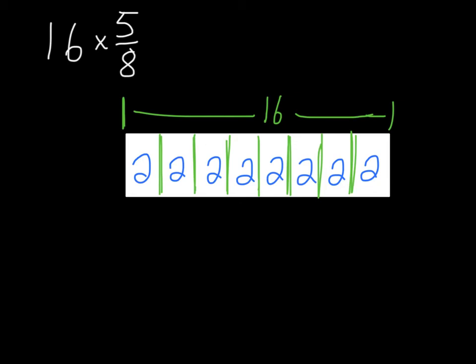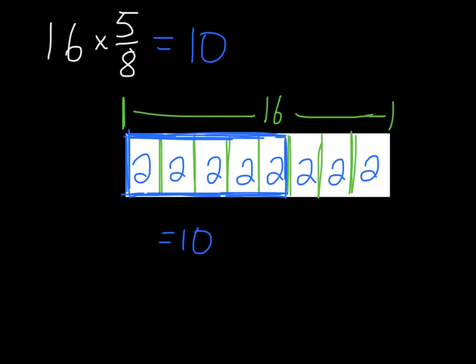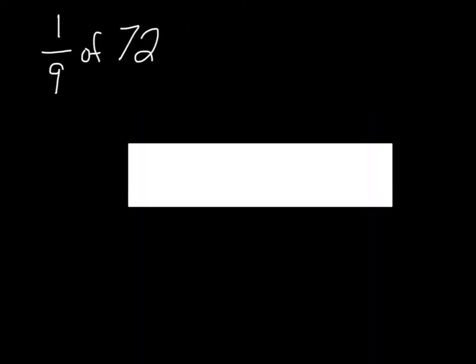And then I look at, what is the problem asking me to find? Well, it wants 5 of those 8 pieces. So I group off 5 of the pieces together and look at what that contains. Well, in this case, there's 5 2s in there. So 2 plus 2 plus 2 plus 2 plus 2 is equal to 10. 5/8 times 16 is equal to 10. So now it's your turn. Let's find 1/9 of 72, which means we want to do 1/9 times 72. So go ahead and pause the video. I want you to try this one on your own. When you're ready, hit play, see how you did.